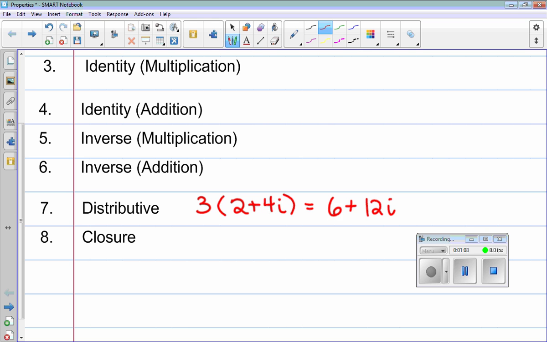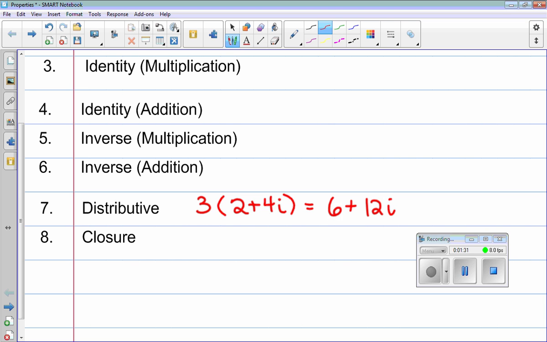On the SOL, it's going to say identify the properties listed in each of these steps. So that's exactly what you're going to have to do. I'm kind of going the other way. I'm telling you what the property is, and we're giving you an example. But we're going to have to go the other direction. If I gave you the example, could you identify that as the distributive property? Would you be able to recognize it that way? Good. And that's what you're going to do on your test next week.